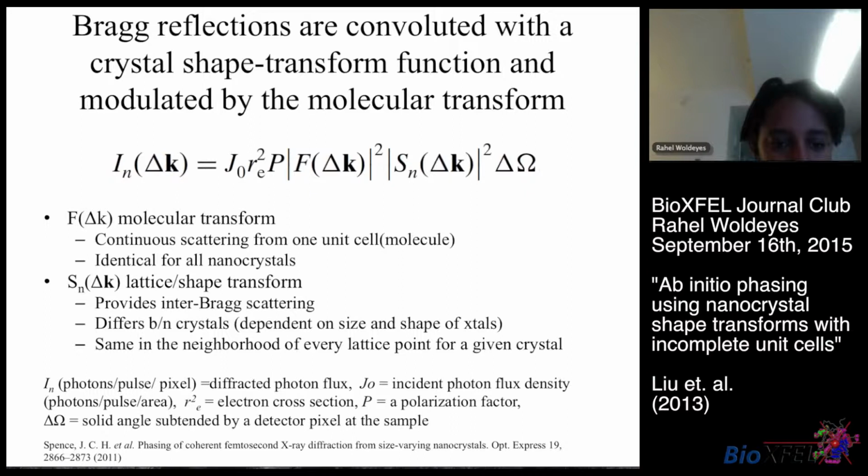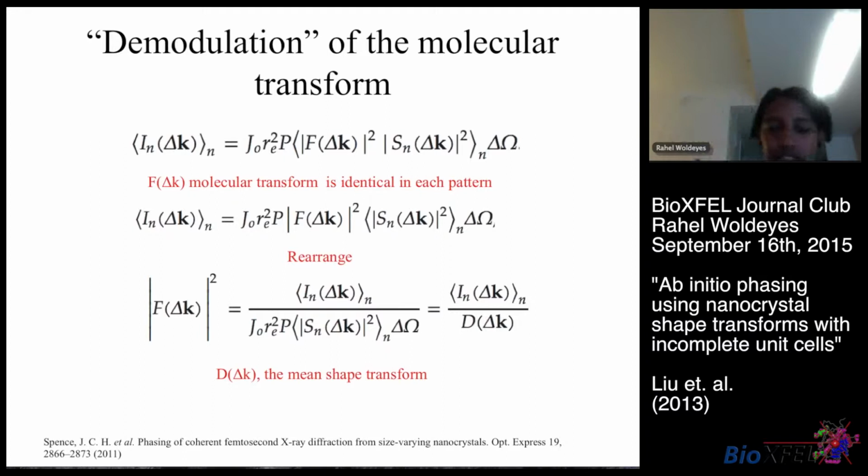In order to demodulate the molecular transform, we must use the equations that I talked about earlier, but in this case, look at the averaged diffraction intensity. After we get this equation, the molecular transform is identical for each pattern, so we don't need to average that function, so it stays like this.